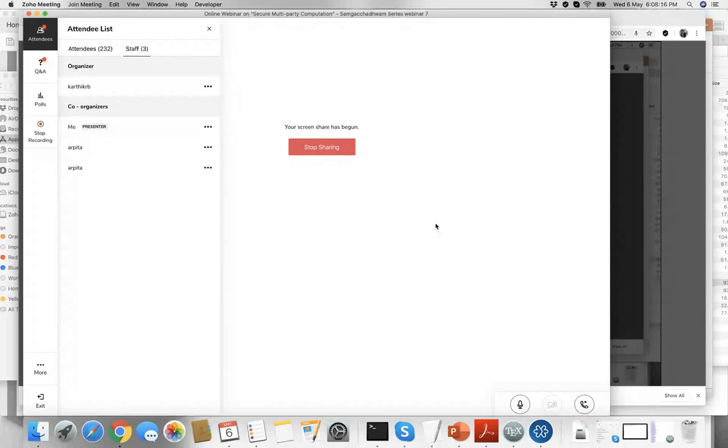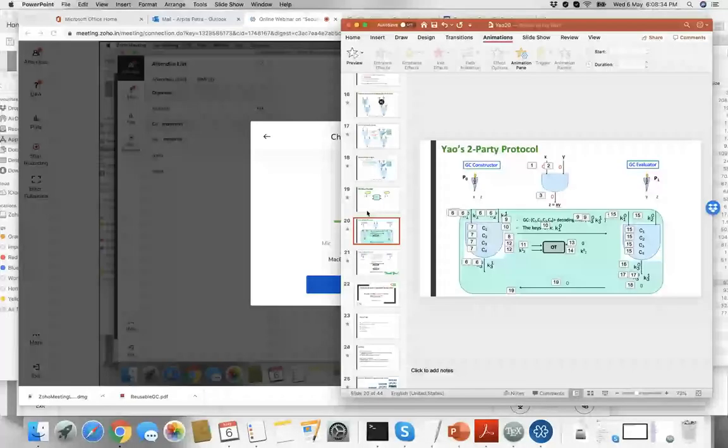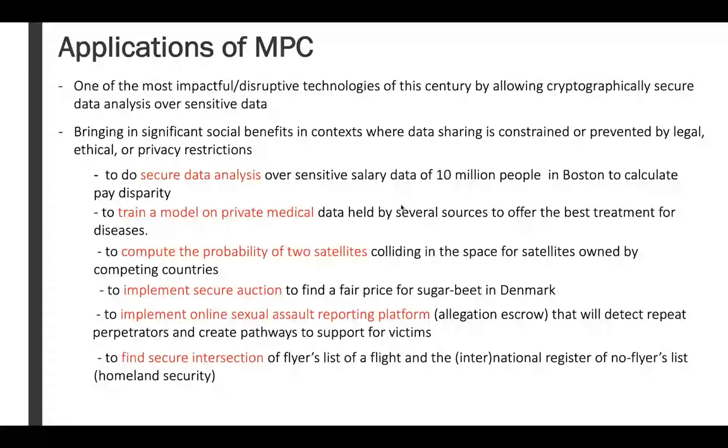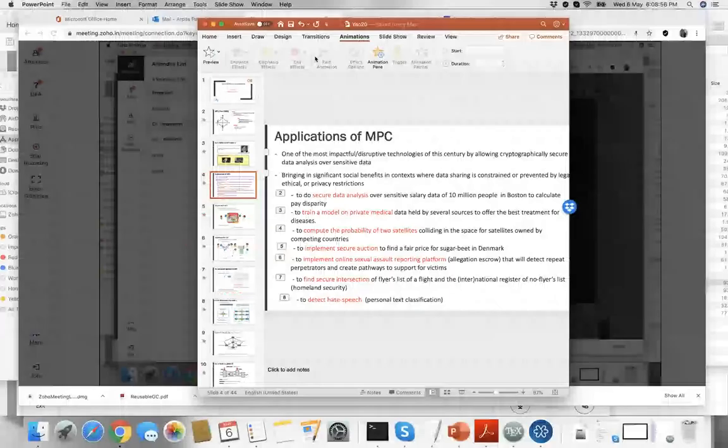I think I have done it. There were many applications that I have shown you. Let me go back to that slide very quickly. So these are the various applications that I have given, right? So one quick example that I can repeat again is computing the probability of two satellites. Oh, your screen is not visible. The PPT slide is not visible. We are seeing your Zoho window. Ah, yeah, now it's visible.